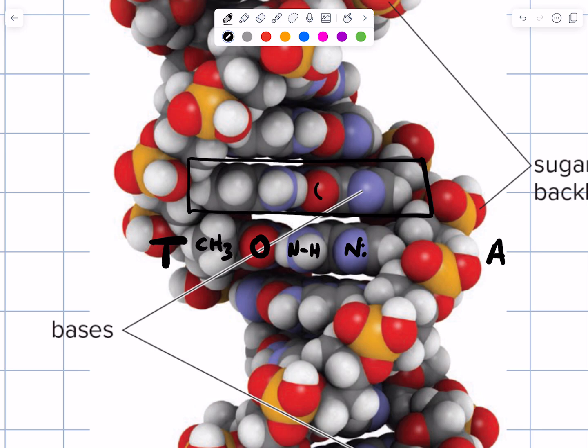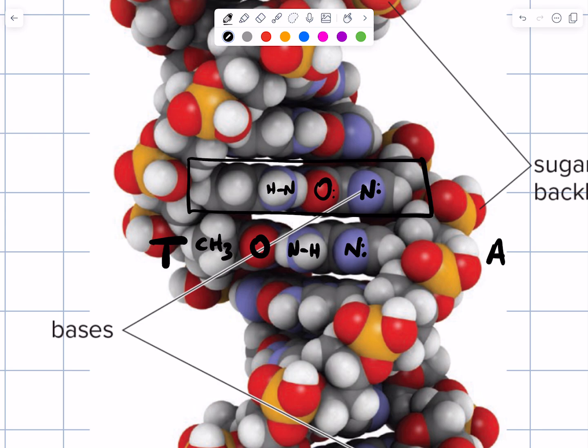I see an oxygen. I see a ring nitrogen. And then I see an exocyclic amino group. So what does that look like? GC? It's a pretty good bet because it lacks a methyl group, right? If this is DNA and it doesn't have a methyl group, it's probably a GC pair. That's a trick.